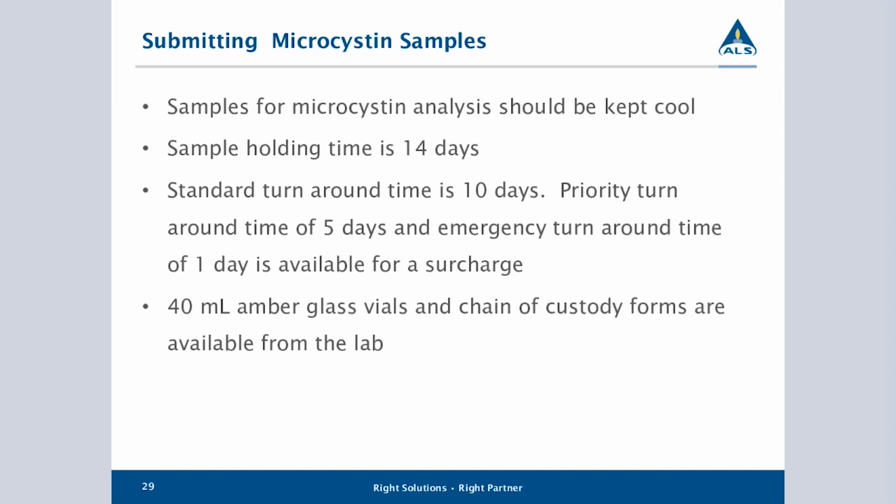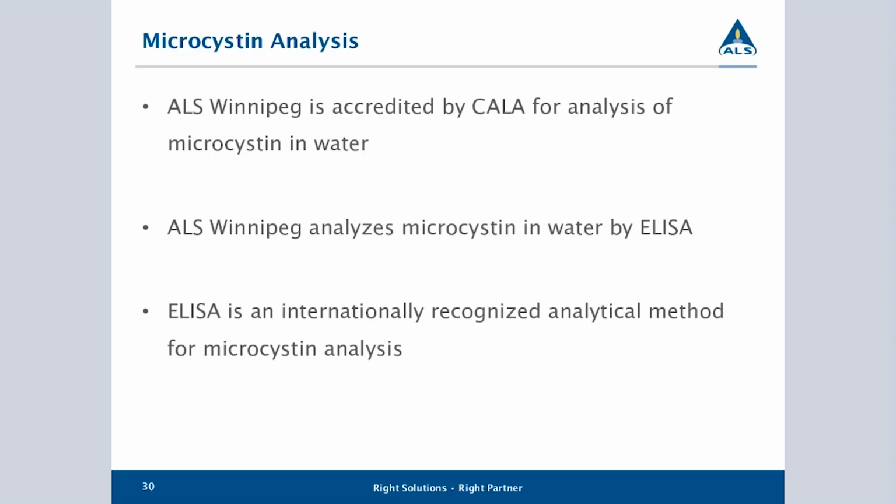At the end of the presentation, I'll be posting contact information for ALS Winnipeg, but information for contacting all of the labs is available on the ALS website. And if you have an ALS location in your area, you can contact your local ALS lab and they can provide the information you need or put you in touch with the correct people in Winnipeg for questions about microcystin or cyanobacteria testing. So what happens in the lab?